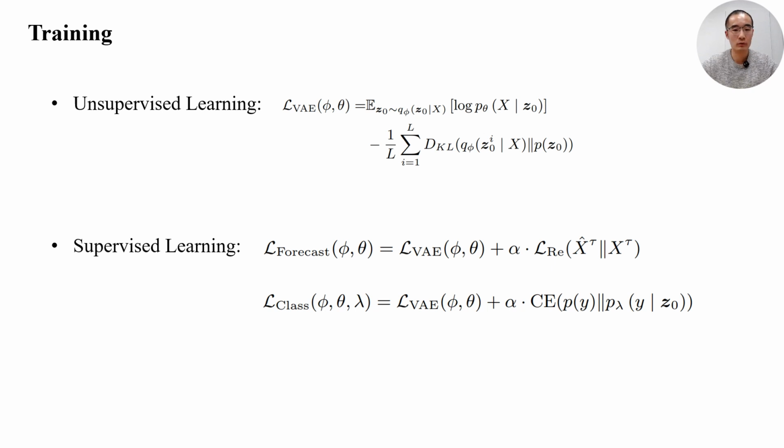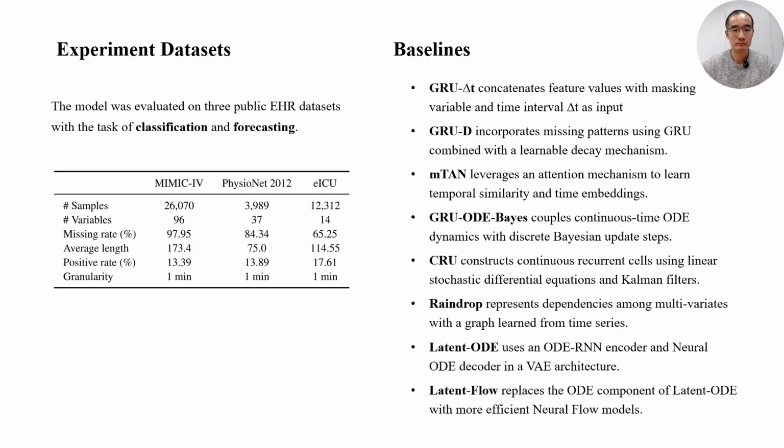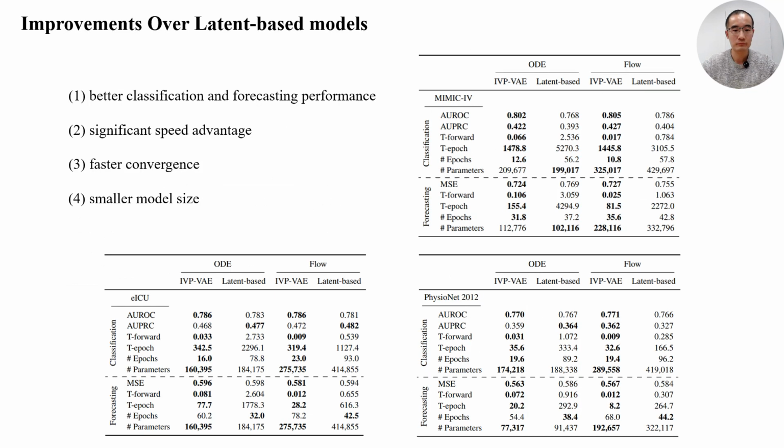We tested our model on two tasks, time series classification and forecasting. We evaluated the model on 3 public EHR datasets with different characteristics such as sample size, variables, missing rates, etc. We compare our model against several baselines of multivariate irregular time series. To have a clear view of the improvement in terms of performance and efficiency, we make a detailed comparison of our design and the latent-based models on the 3 datasets.